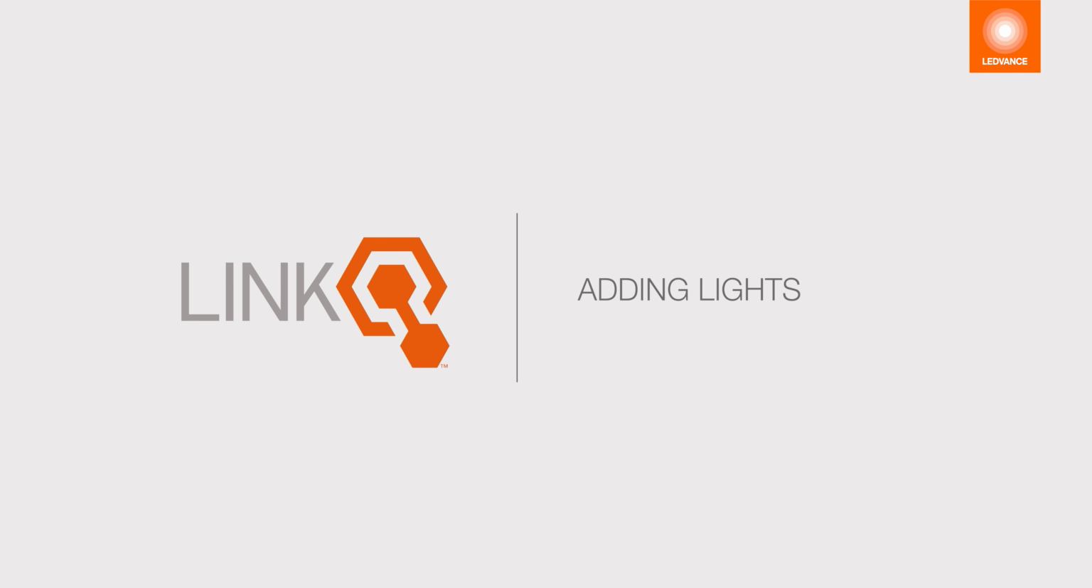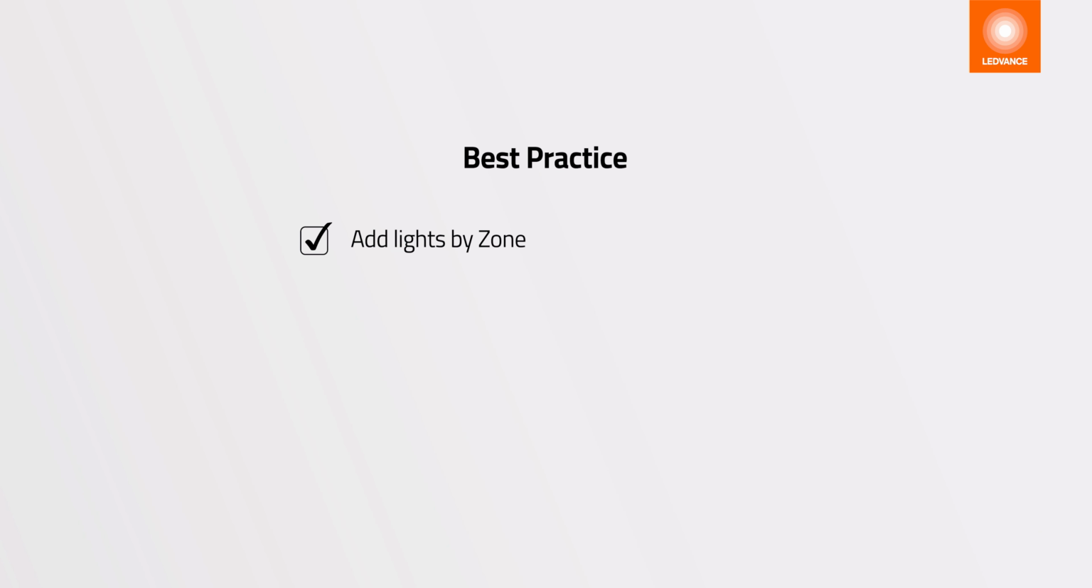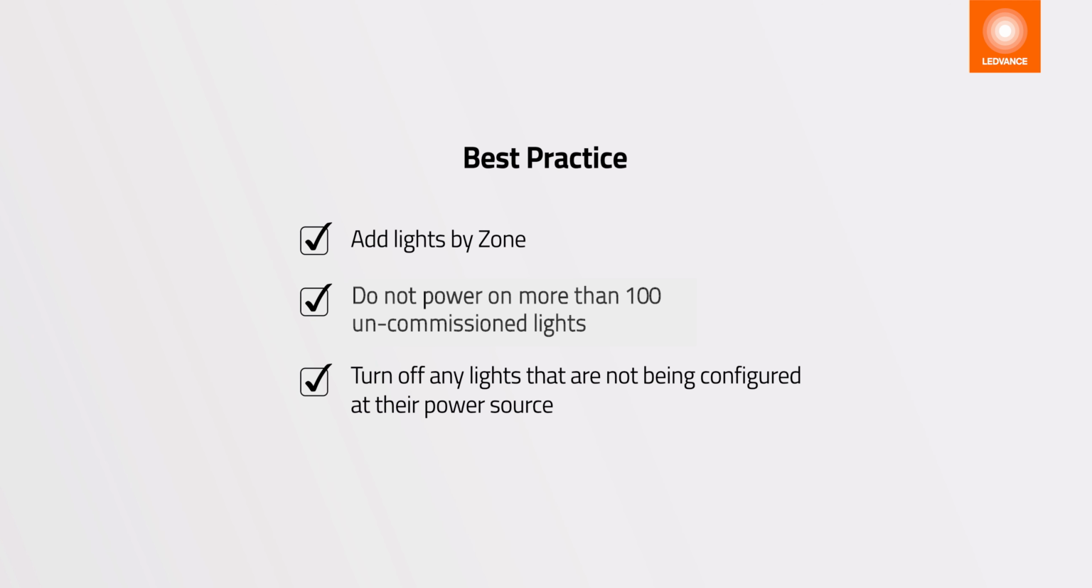It's best to add lights by zone, so if you need to see how to set up a zone, please review the previous chapter. We recommend not powering on more than 100 uncommissioned lights. This prevents wireless communication interference. We also recommend turning off any lights that are not being configured at their power source.